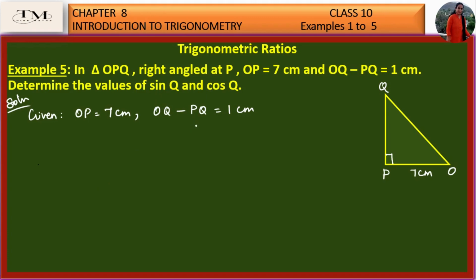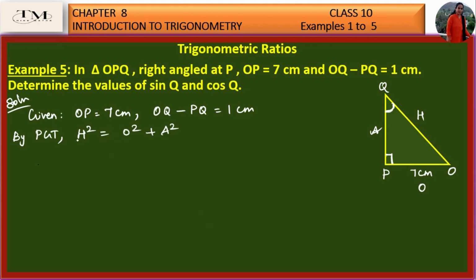So now we are going to find out the values of PQ and OQ using Pythagoras theorem. So by Pythagoras theorem, what we have? Hypotenuse square. So who is hypotenuse? The side opposite to 90 degree is hypotenuse. Now let us assume angle Q is given. So they ask the values of sin Q. So angle Q is given, so opposite is PO. So this is the opposite side. The other side is adjacent. Now by Pythagoras theorem we have hypotenuse square equal to opposite square plus adjacent square.